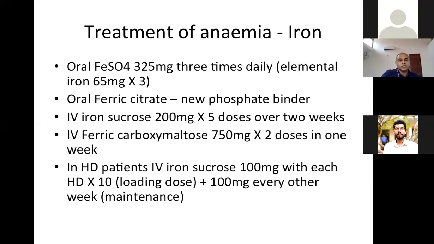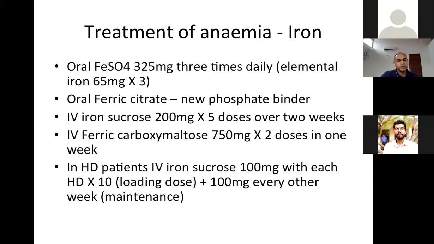And so these are some of the preparations of iron that are available. The commonest one is oral ferrous sulfate, which has a strength of about 325 milligrams. And each tablet contains elemental iron of 65 milligrams. So if you use it 3 times a day, roughly you give about 200 milligrams of elemental iron per day. So in addition to that, there are other iron preparations. One is oral ferric citrate. So it's a newer preparation.